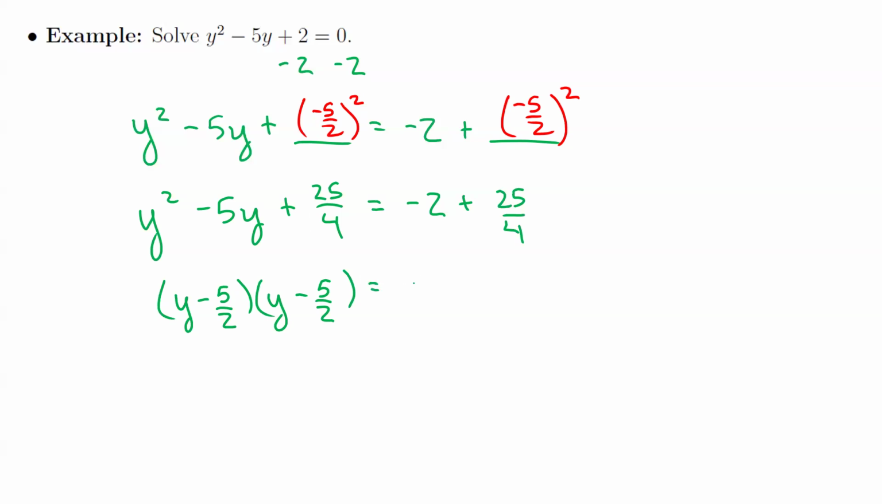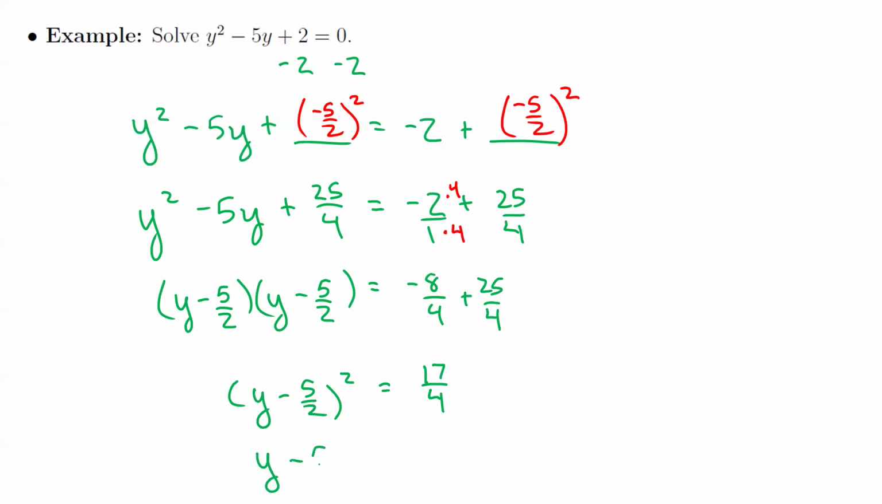So over here, though, we probably want to do a little bit of common denominator work to clean up the right side. So we'll multiply by 4 on top and bottom. So -8/4 plus 25/4. So this is going to be y minus 5/2 squared is equal to 17/4. All right. Now we can apply the square root property. So plus or minus the square root of 17/4.